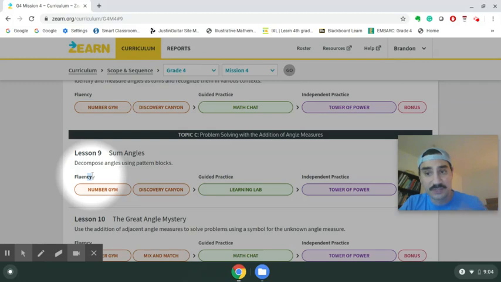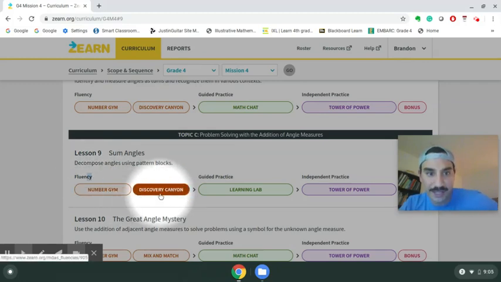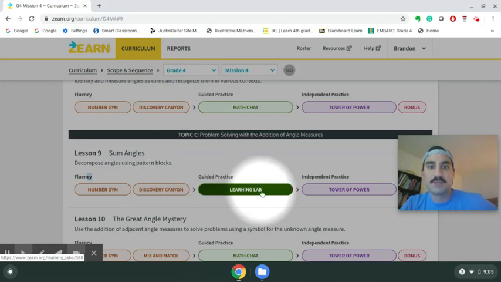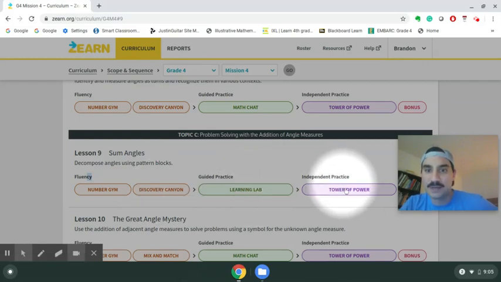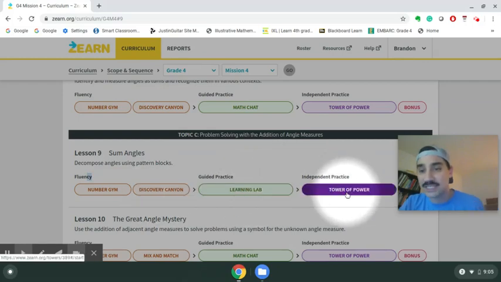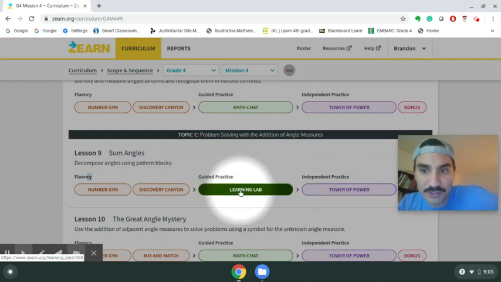Once again, y'all are on your own for fluency. I think at this point we should feel really confident with this. I want you to do the number gym and the Discovery Canyon on your own. I'm going to start off with the learning lab, and then we will do the Tower of Power. Like the last video, I heard from a bunch of friends. They said that when I went over the exit ticket, I gave you a few tips and tricks on that exit ticket at the very end. They thought that was really helpful too, so we'll wrap this video up with that. All right, let's get right into our learning lab.